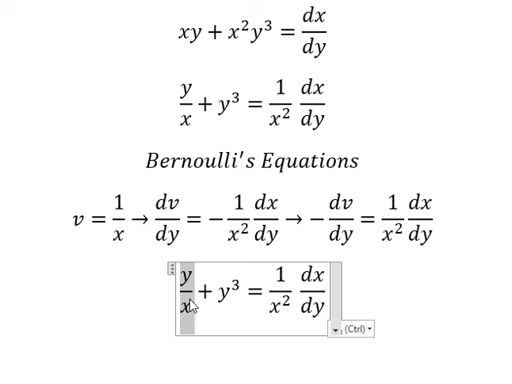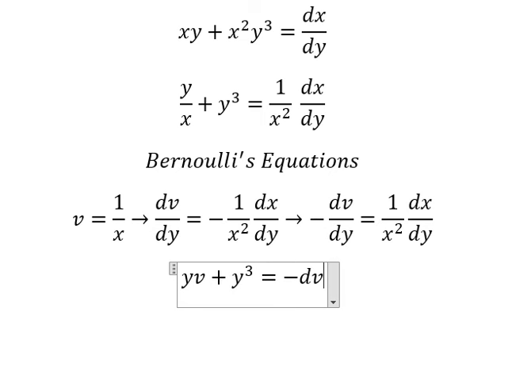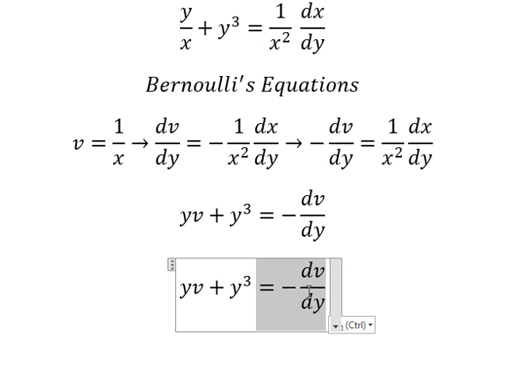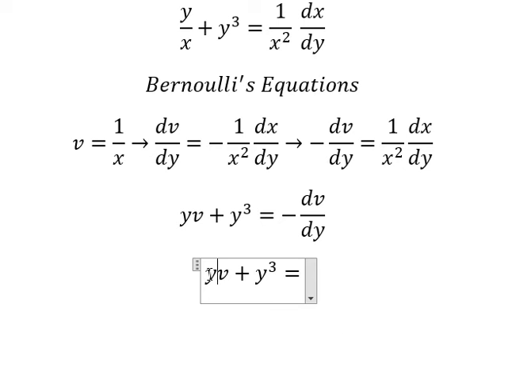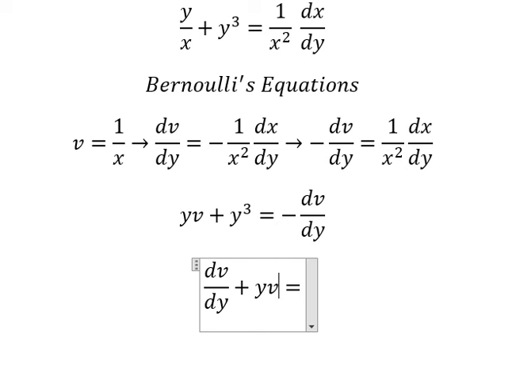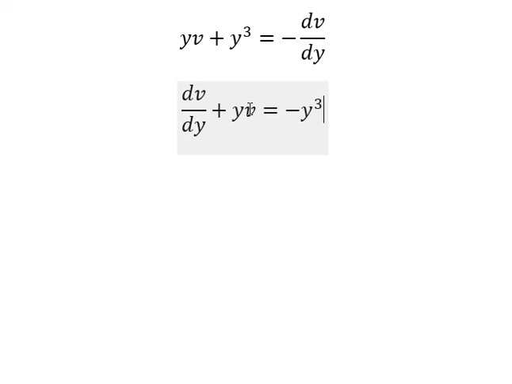This one we have yv. This one we have negative dv over dy. So this one I will put on the left, y to the power of 3 we put on the right. Now we have v and the first derivative of v.